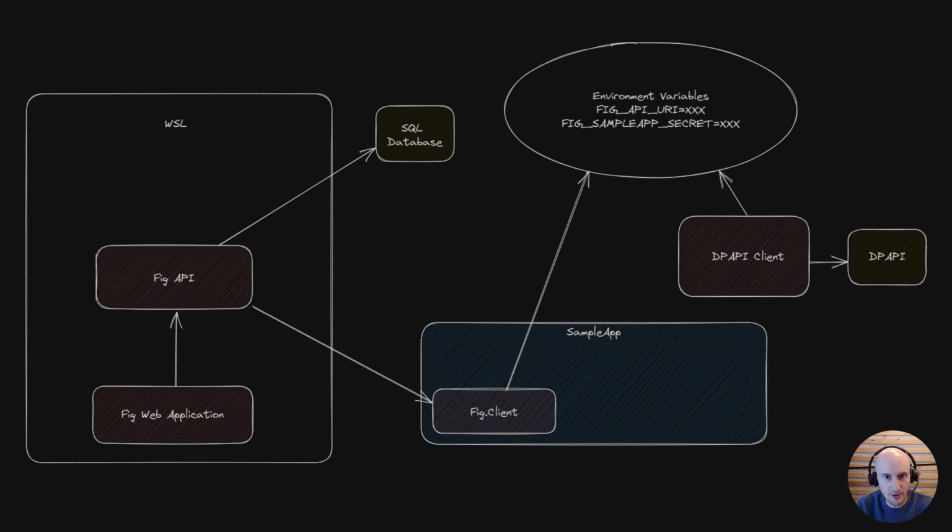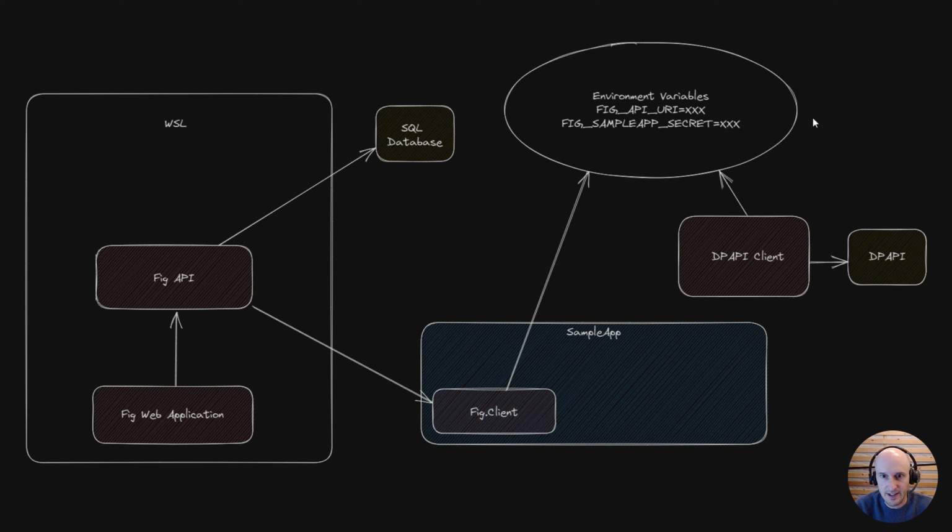Then I've got an SQL database which is installed on my local machine. That's SQL Server. I've got my sample app that we've been creating earlier in this video, and that's got the Fig client NuGet package, and it will talk to the Fig API running in the container. And then we need a couple of environment variables for this Fig client to work. The first is the API URI, and this points the client towards the API, so it knows where to talk.